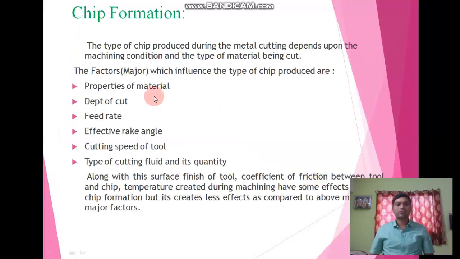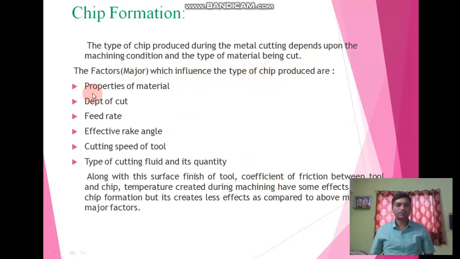So in this session, we are going to discuss the types of chips. First of all, we will discuss chip formation. We know that during any machining process, we get chips when we apply force on the workpiece with the help of a tool. The chip produced during metal cutting depends upon the machining condition and the type of material to be cut. Here we have some major and minor factors which influence the type of chip produced during the machining processes.